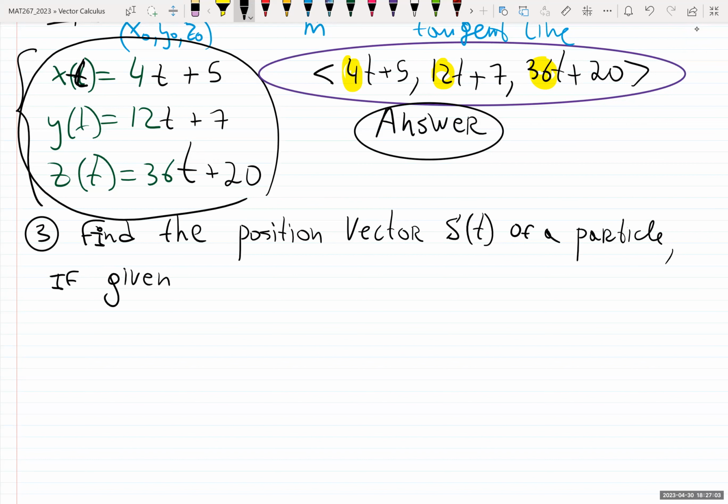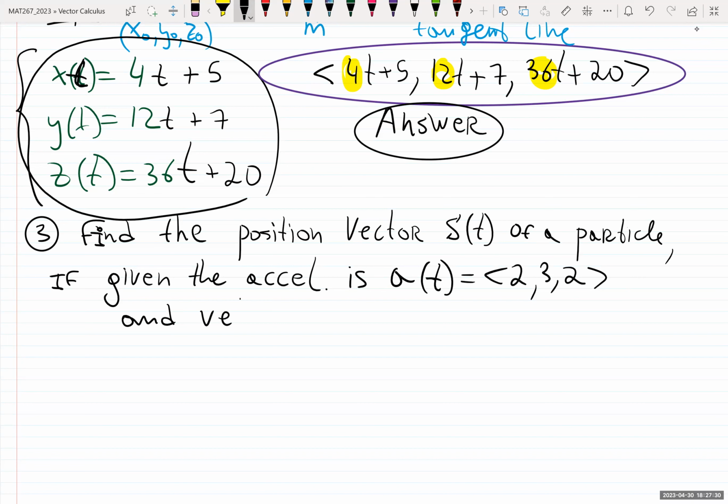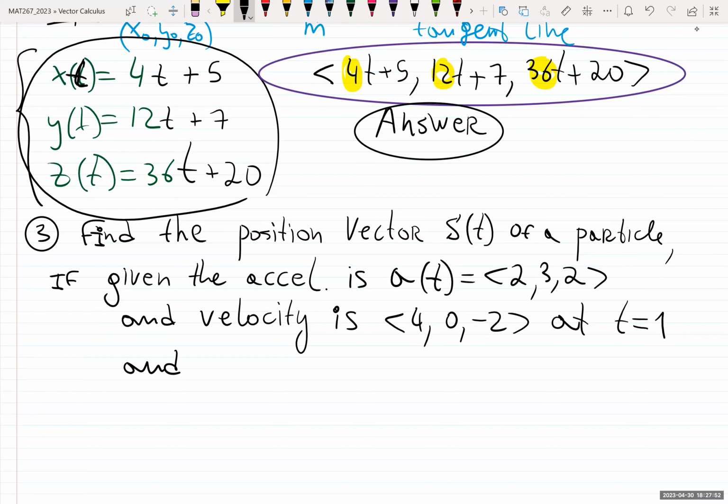If we are given the acceleration, which is also a vector, let's call it A of t equals 2, 3, 2. And we know the velocity. When it passed by, it's like there was a speedometer in space, on the satellite, and it recorded 4, 0, minus 2 at time 1 hour, for example, t equals 1. And that's not the end. The initial position is 1, 2, 3.